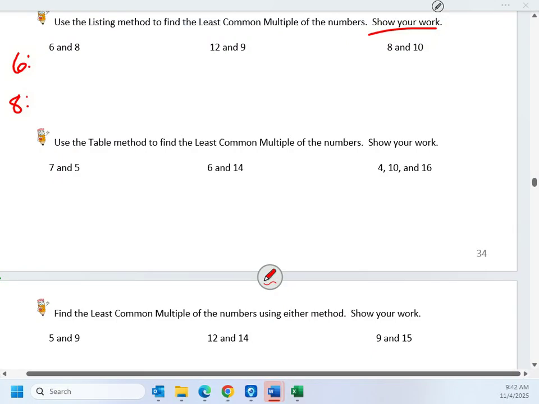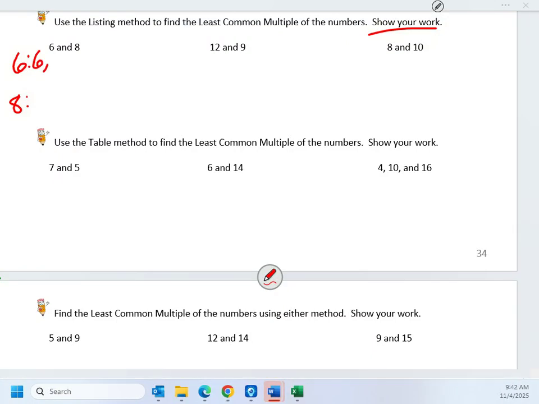So for that 6, I'm going to list my multiples out. 6 times 1, 6 times 2, 6 times 3, 6 times 4, 6 times 5, 6 times 6, 6 times 7, 6 times 8, 6 times 9, 6 times 10. Now I'm going to list out for my 8s. 8 times 1, 8 times 2, 8 times 3, 8 times 4. Do I have to go any more?